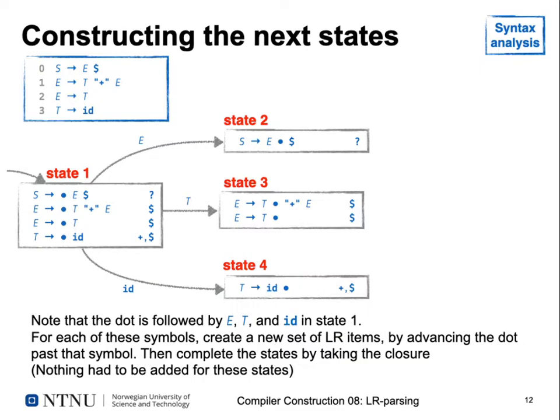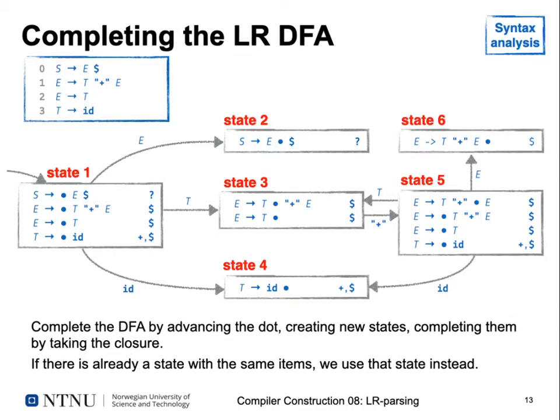Note that the dot is followed by E, T, or ID in state 1. For each of these symbols, which we can read as a subsequent symbol, we create a new set of LR items, and we advance the dot past the symbol that's been read, and then we complete the states by taking the closure. Note in this case, nothing had to be added for this set of states, which we just introduced. So now we can continue adding the remaining states.